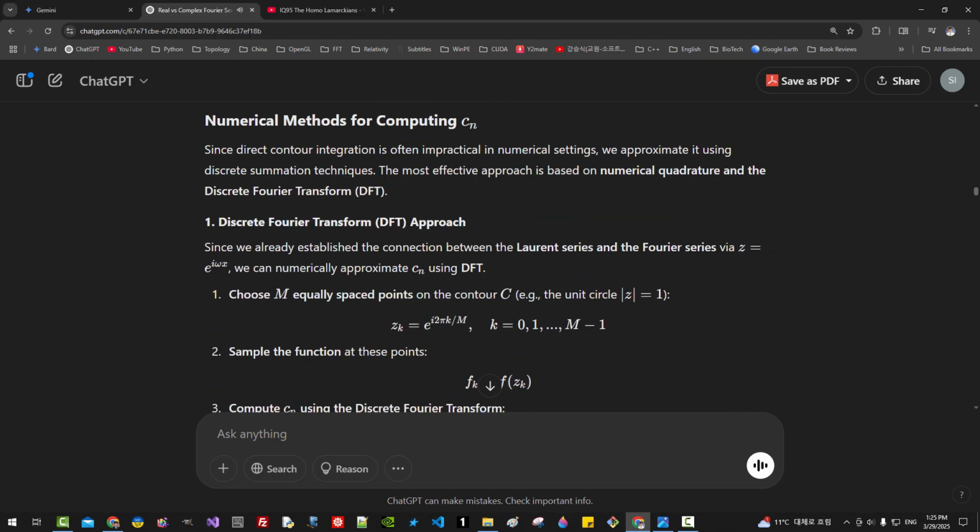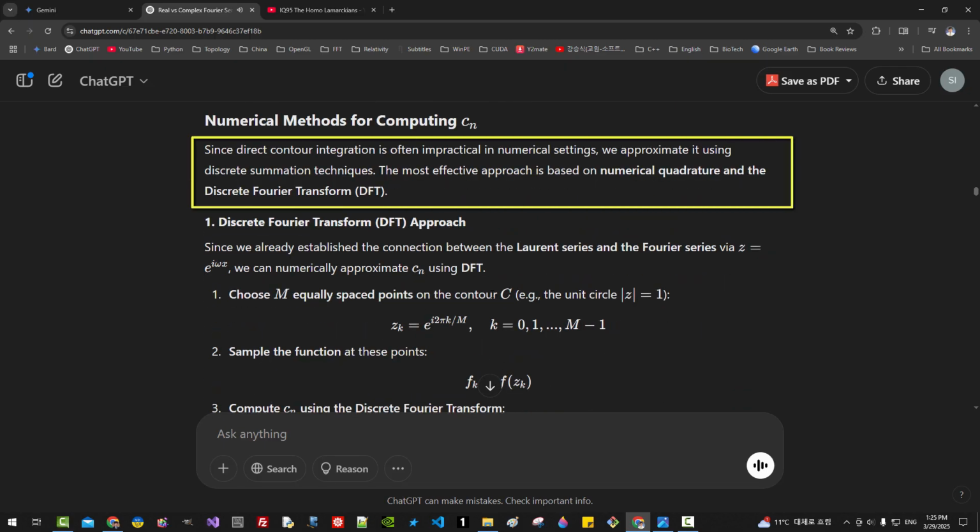Numerical methods for computing Cn. Since direct contour integration is often impractical in numerical settings, we approximate it using discrete summation techniques. The most effective approach is based on numerical quadrature and the discrete Fourier transform, DFT.